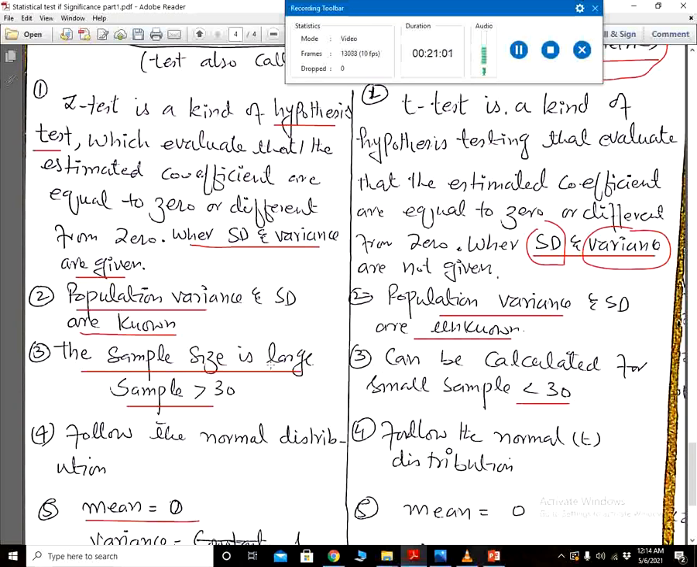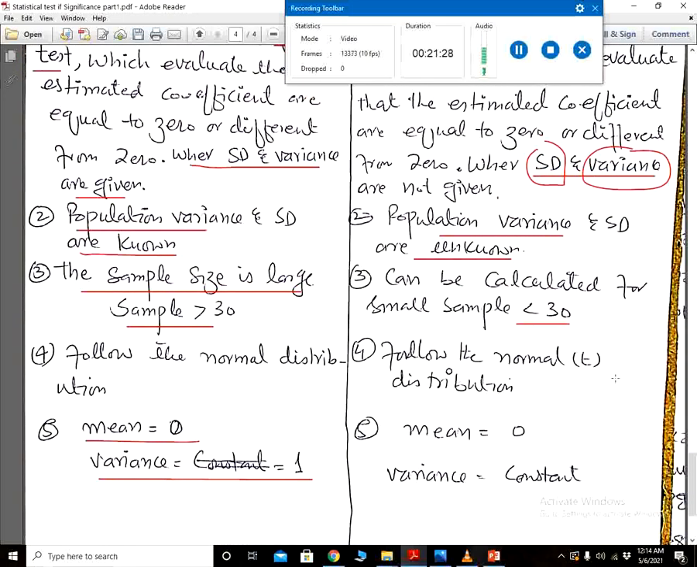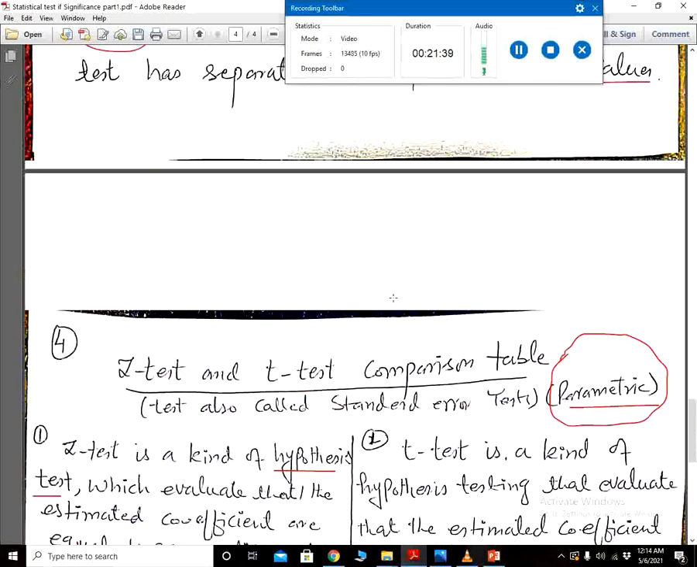Yes, if the population variance and standard deviation are known, then surely you will use the z-test. Again, if both are unknown but the sample size is greater than 30, then you will also use the z-test. If the population variance and standard deviation are unknown and the sample size is less than 30, then you will use the t-test. The t-test also follows the normal distribution with mean 0, but the variance is not equal to 1, it is constant but not equal to 1. These were the basic properties of the z and t-test.